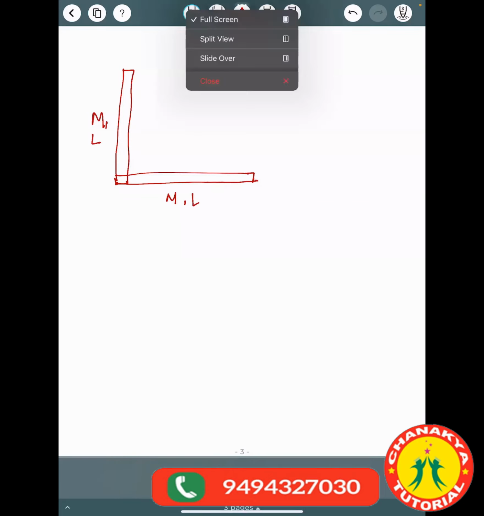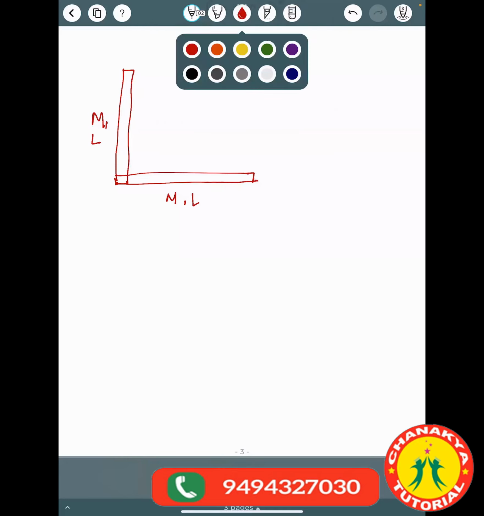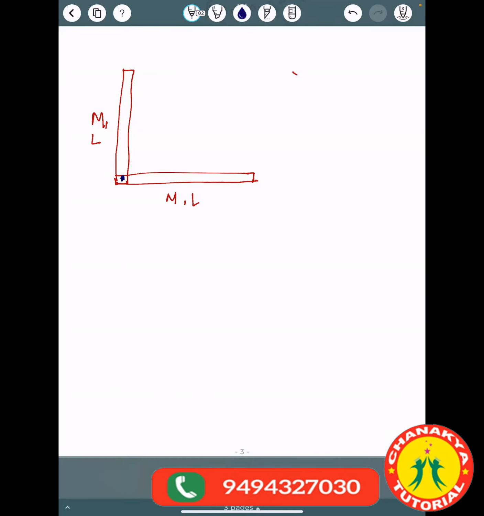So let us calculate some simple geometries. Let us say there is a rod of mass m, length L. We want to calculate the center of mass. In questions they don't give you where the origin is, so you have to consider it. In such questions, you consider this as the origin, any common point you consider.